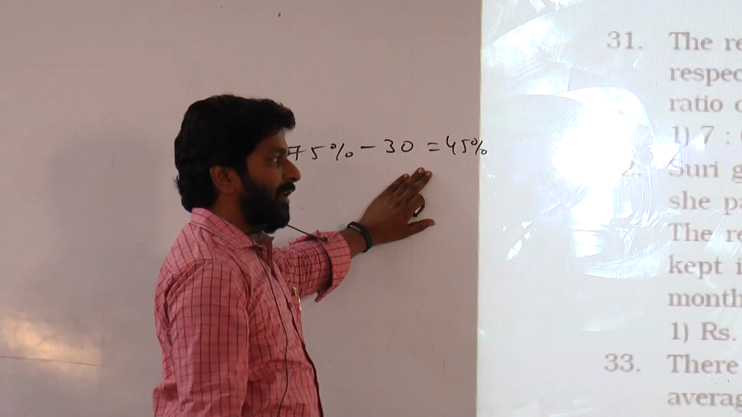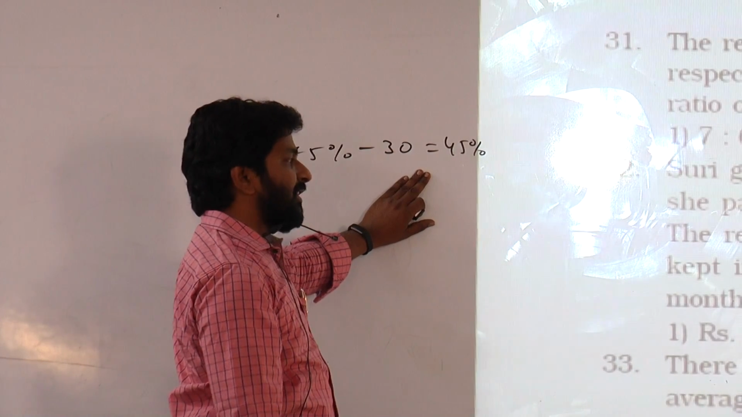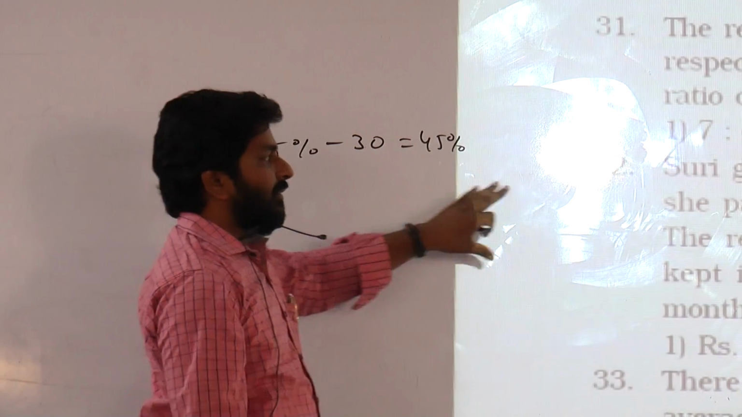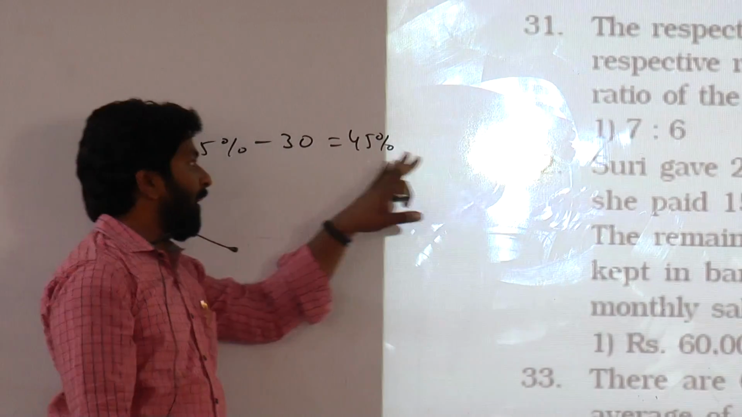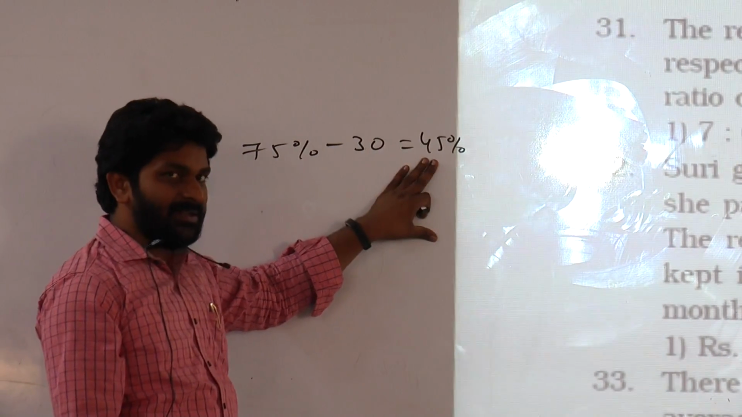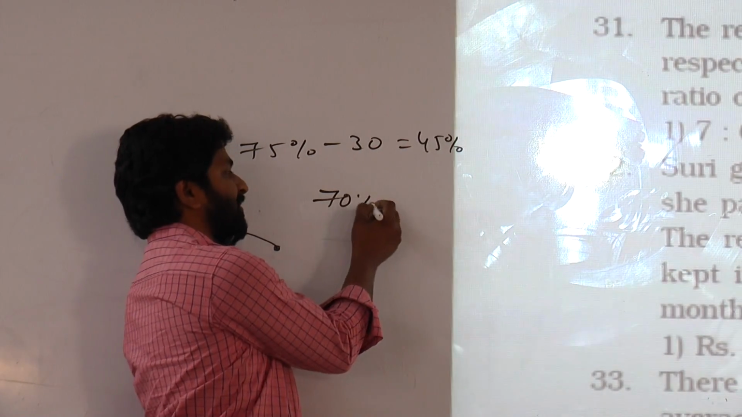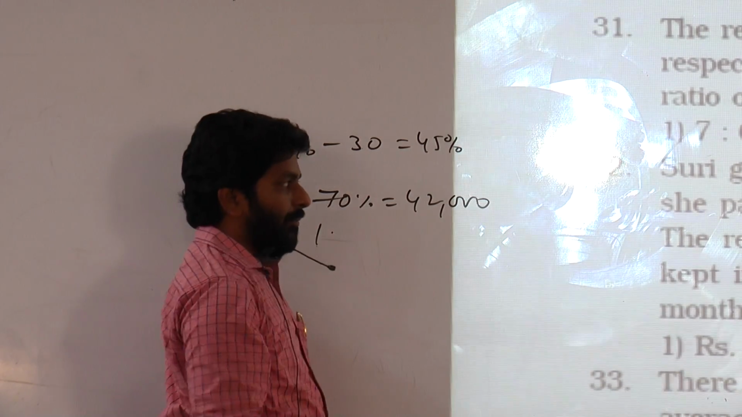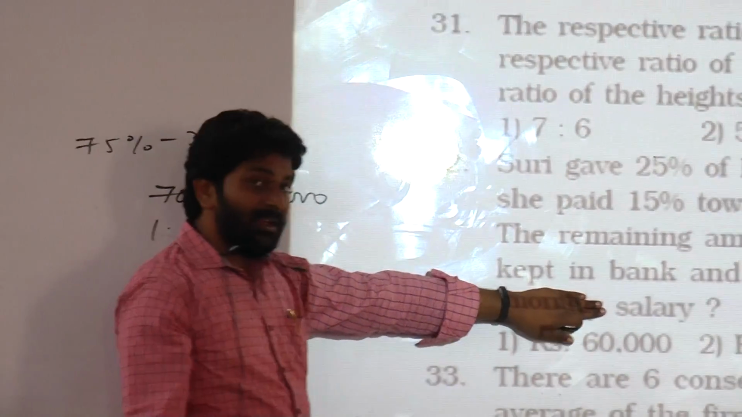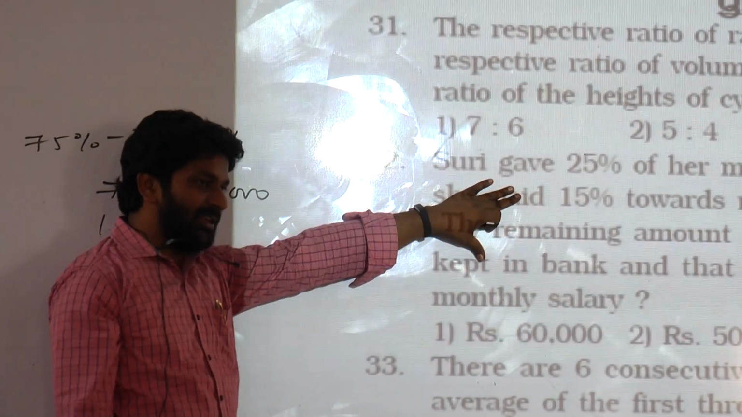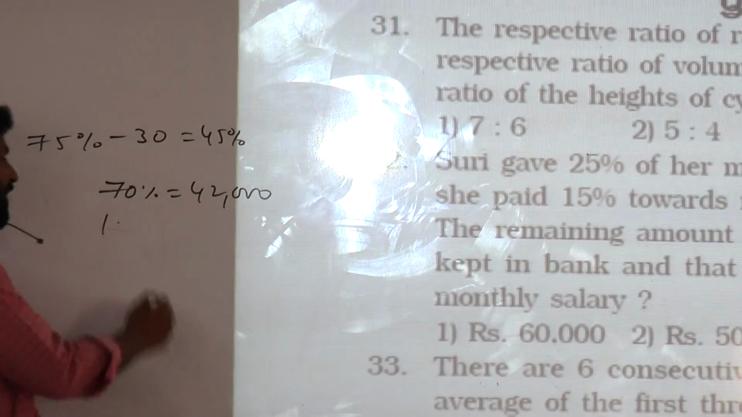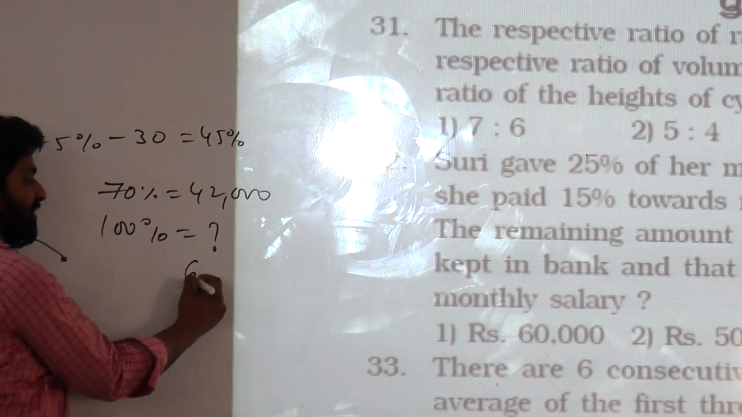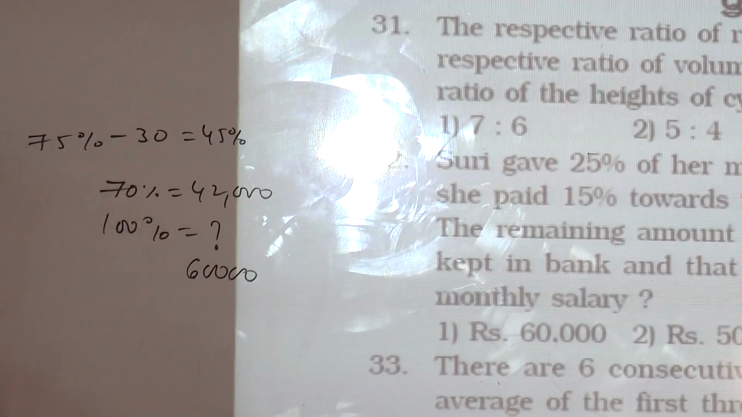The remaining amount she kept in a bank account. The sum of the amount she kept in the bank and that she gave to her mother was 42,000. For her mother she gave 25%, and the amount kept in the bank is 45%. Together it is 70%, which is equal to the 42,000 given in the question. It asked about monthly salary. Be careful. Sometimes you may be asked to calculate yearly or annual salary when the information is monthly salary. 100% is equal to how much? 6 times, and then 2 zeros, 600 and then 2 zeros, 60,000.